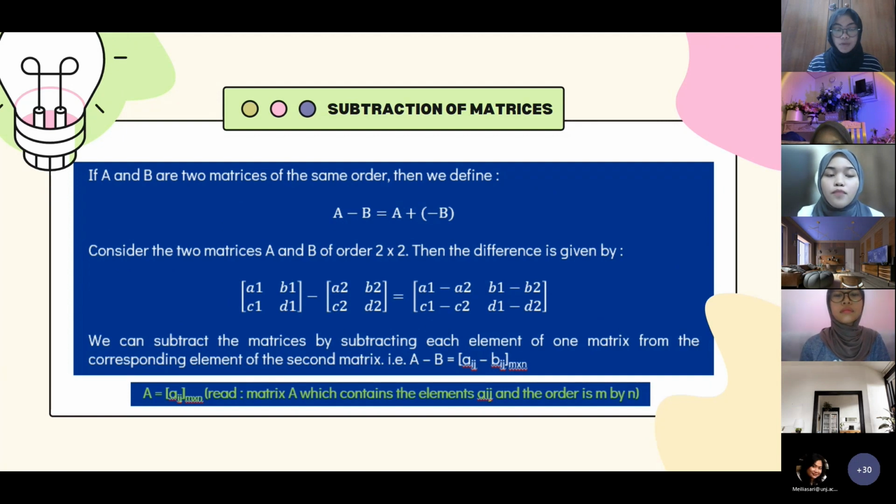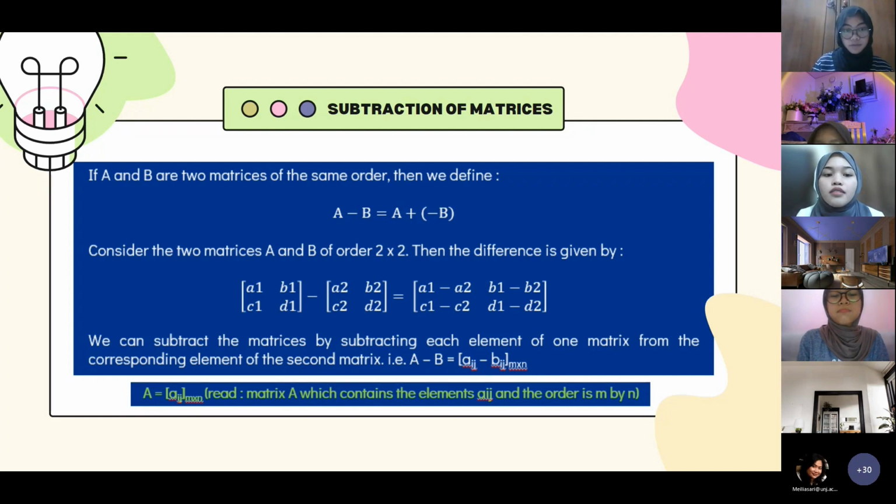Okay, this is subtraction of matrices. If A and B are two matrices of the same order, then we define B subtracted by A is equal to A plus minus B. Consider the two matrices A and B of order 2 by 2, then the difference is given by matrix A1, B1, C1, D1 subtracted by A2, B2, C2, D2 is equal to, and the answer is A1 subtracted by A2, B1 subtracted by B2, C1 subtracted by C2, and D1 subtracted by D2.